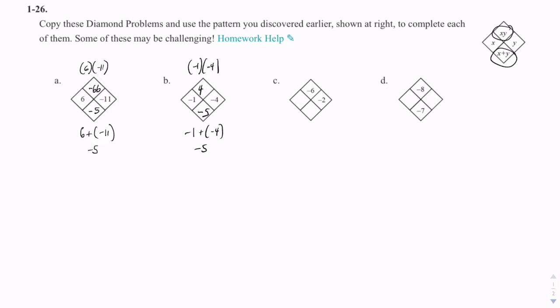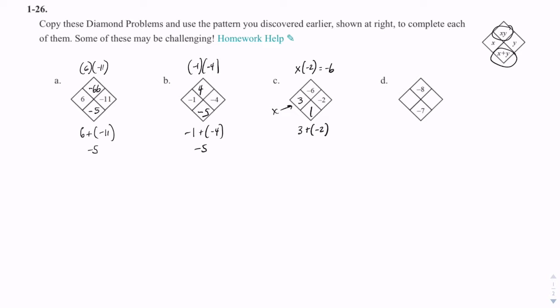So for C, this is a missing value, x, right? So the top is saying x times negative 2 equals negative 6. So we ask ourselves, what times negative 2 is negative 6, right? And that's 3, right? 3 times negative 2. And then the bottom is just 3 plus negative 2, which is 1.